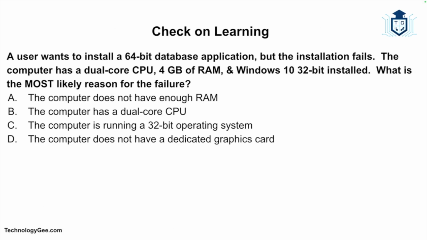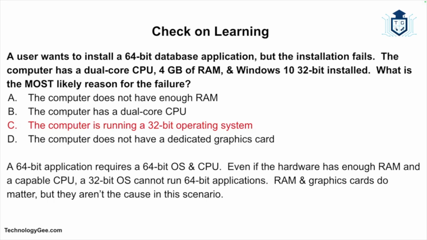All right, so with all that being said, let's go ahead and do some check on learning. So our first question is, a user wants to install a 64-bit database application, but the installation fails. The computer has a dual-core CPU, 4 gigabytes of RAM, and Windows 10 32-bit installed. What is the most likely reason for the failure? Is it the computer does not have enough RAM? The computer has a dual-core CPU? The computer is running a 32-bit operating system, or the computer does not have a dedicated graphics card?